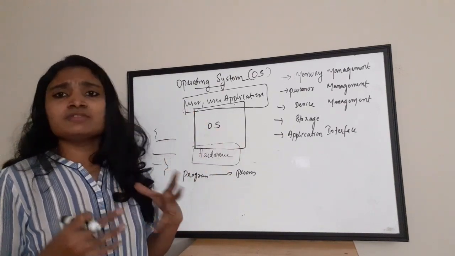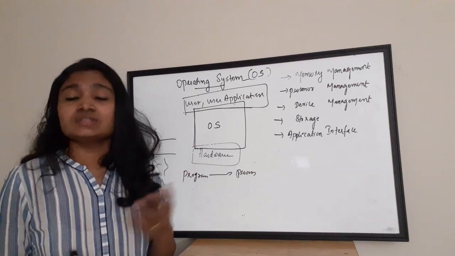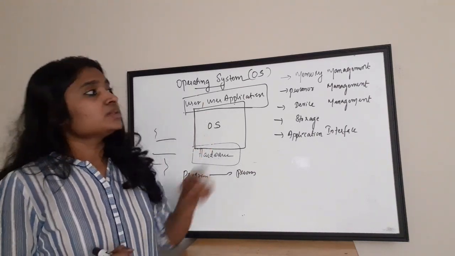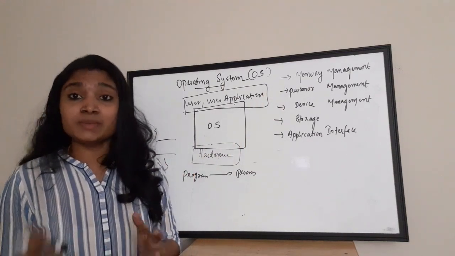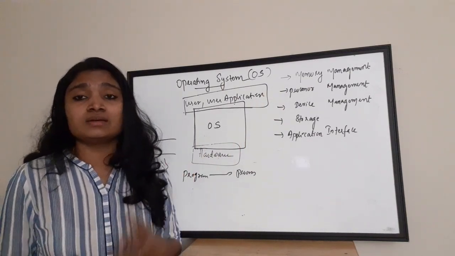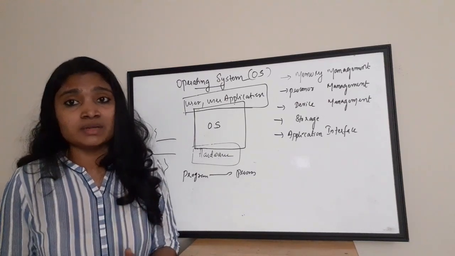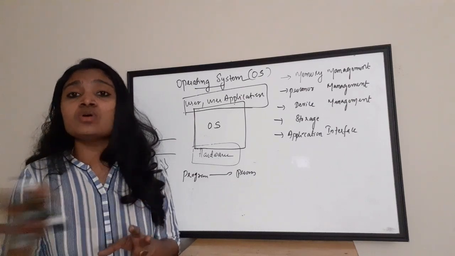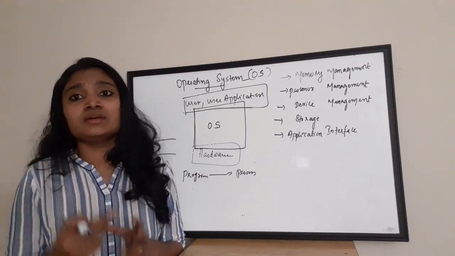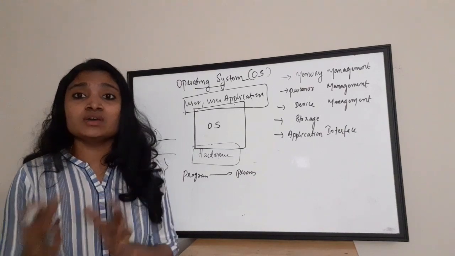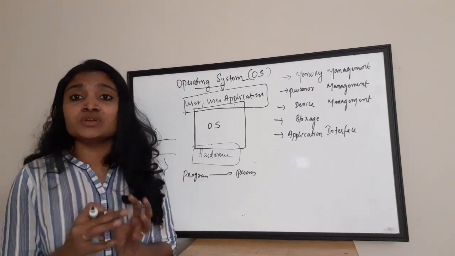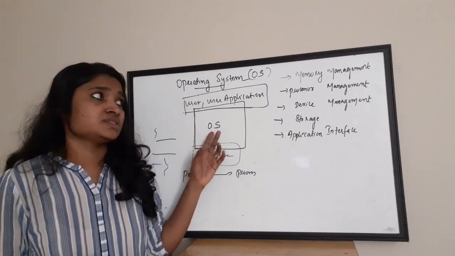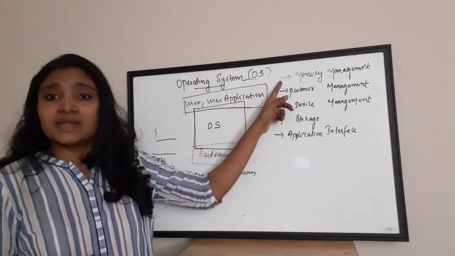So what are the main functions? We are going to talk about the main functions of operating system. The first one is memory management. Memory management is a big thing. We know that in the computer, there is a primary memory and also secondary memory. This memory is divided among all the processes as per the requirement. This giving of memory and also removing of data from a particular memory location is all done with the help of an operating system. So the first thing is memory management.